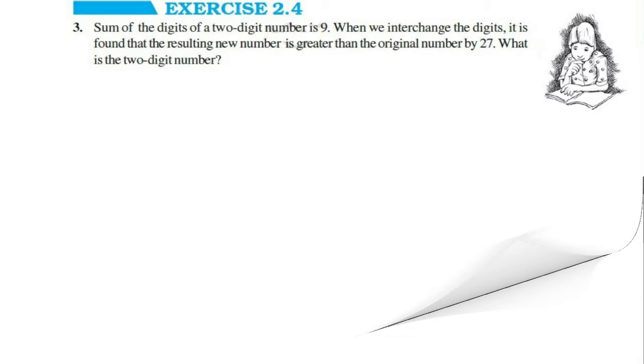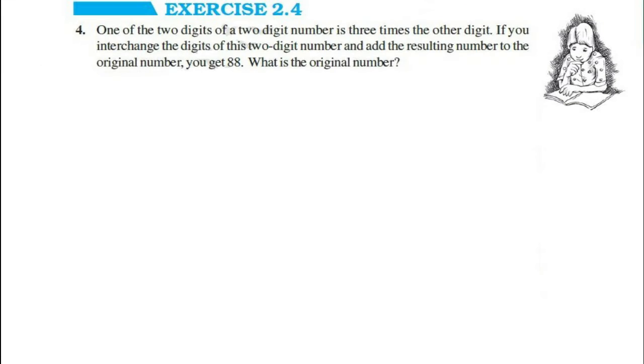Go to next problem, problem number 4. One of the two digits of a two-digit number is 3 times the other digit. If you interchange the digits of the two-digit number and add the resulting number to the original number, you get 88. What is the original number? It is something like the previous problem. Okay, go to the solution.